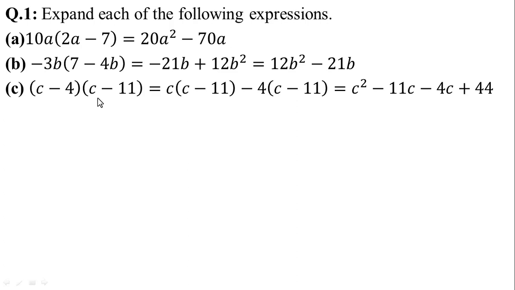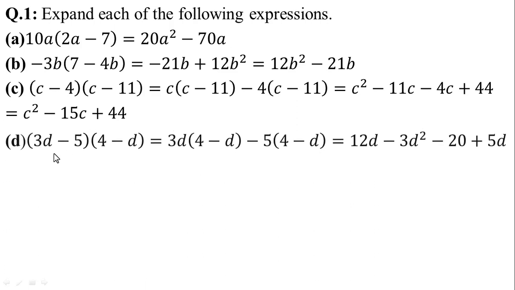c is multiplied by c minus 11. So we can write that c into c minus 11 and minus 4 into c minus 11. c multiplied by c is c square, minus 11 multiplied by c is 11c, minus 4 multiplied by c is minus 4c, minus minus plus 11 fours are 44. Here minus 11 and minus 4 is minus 15. So the answer of the c part is c square minus 15c plus 44.